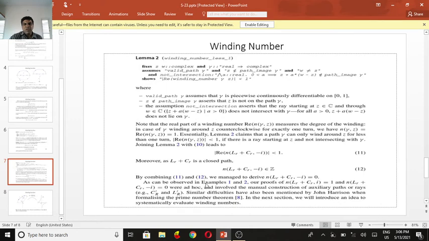As can be observed in examples 1 and 2, our proof of n(L_R plus C_R, i) equal to 1 and n(L_R plus C_R, minus i) equal to 0 involved the manual construction of auxiliary paths, and rare similar difficulties have also been mentioned by John Harrison when formalizing the prime number theorem. In the next section we will introduce the idea of systematically evaluating winding number.